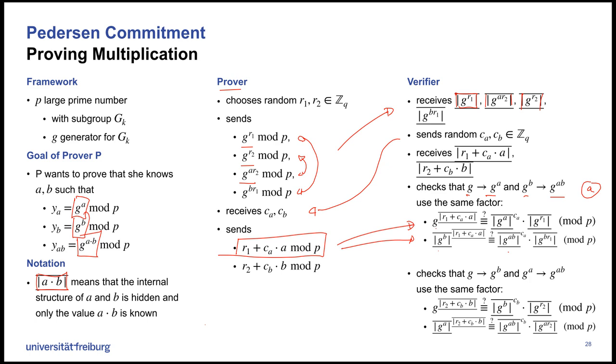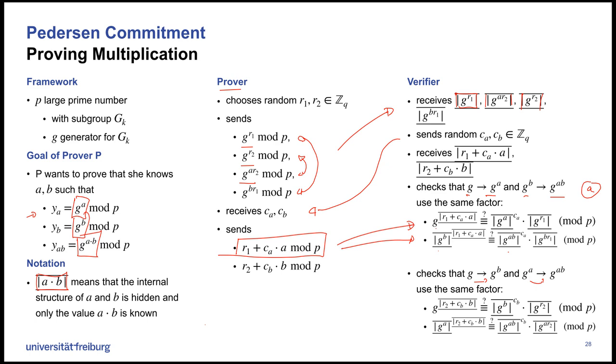So there is the same factor going from G to the A, and the same factor going from G to the B to G to the AB. But it's not clear that this is really the factor that we have here in the other commitment. It could be some other number. And so we do this twice, so that we prove that we know also the factor going from G to B, and this is the same factor as going from G to the A to G to the AB.